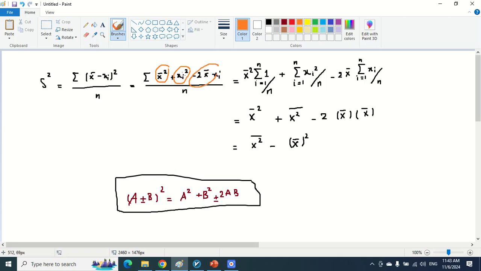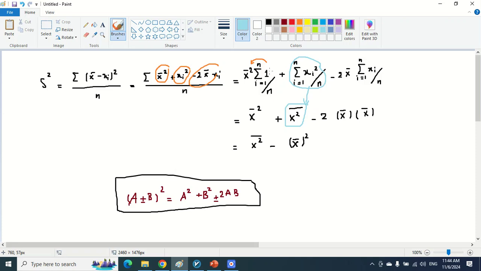So x bar squared is not related to the n, so it's coming out of the summation. In the second one and the third one as well, this x bar is not related and comes out of the summation. The second term is the average of the squared data, meaning xi squared, where we average the squares over here. We denote it by x square bar. So it's the average of the squared data.